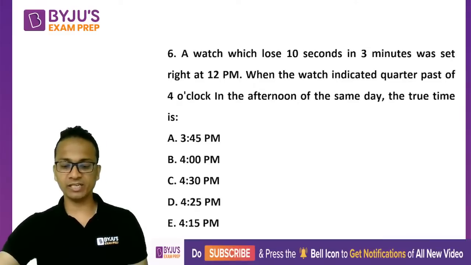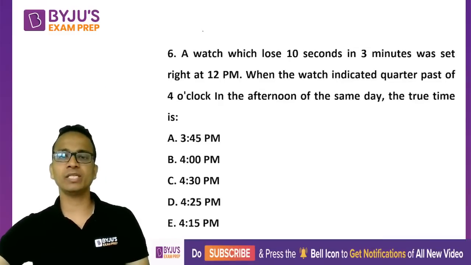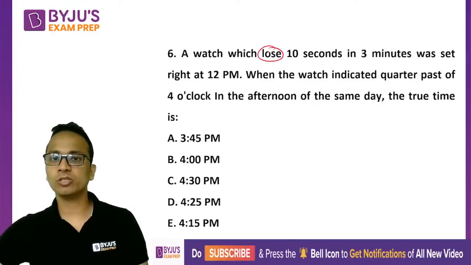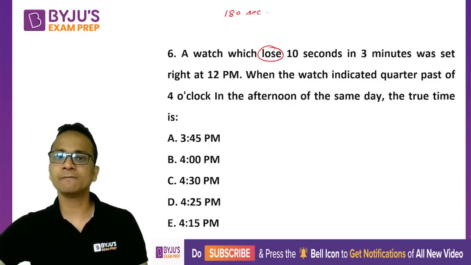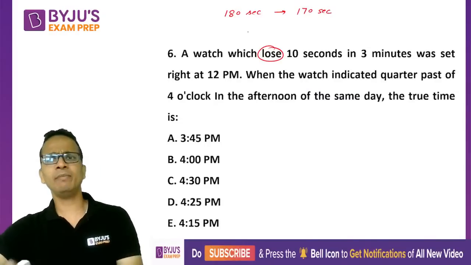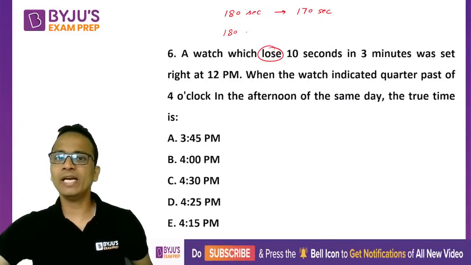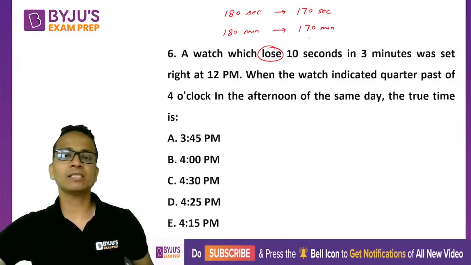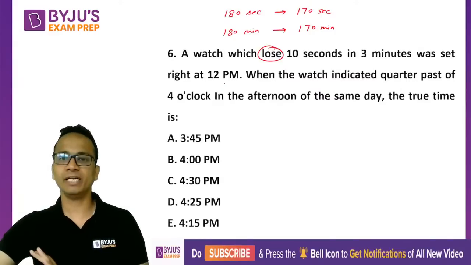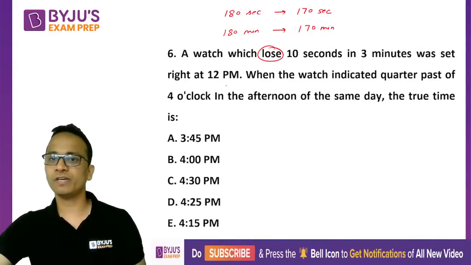Okay, so one student has already given the answer as option D. So I'm starting with this one. Now this clock is losing 10 seconds in 30 minutes. So when the correct time is elapsed by 180 seconds, the time in this clock will be elapsed by 170 seconds. So instead of seconds I can also write minutes. So for every 180 minutes that will elapse, this clock will pass by 170 minutes. This is the interpretation for the first statement.